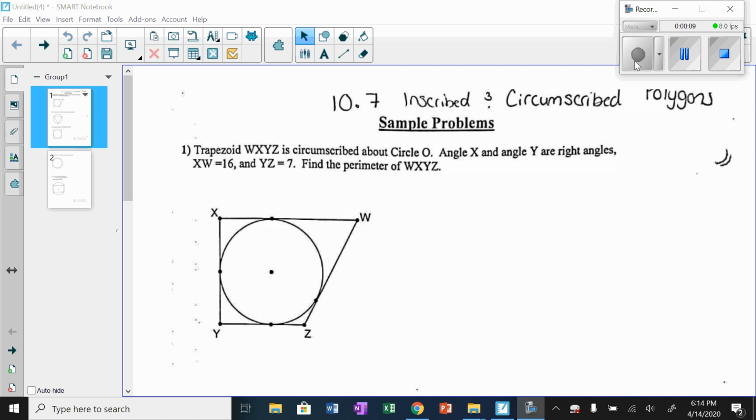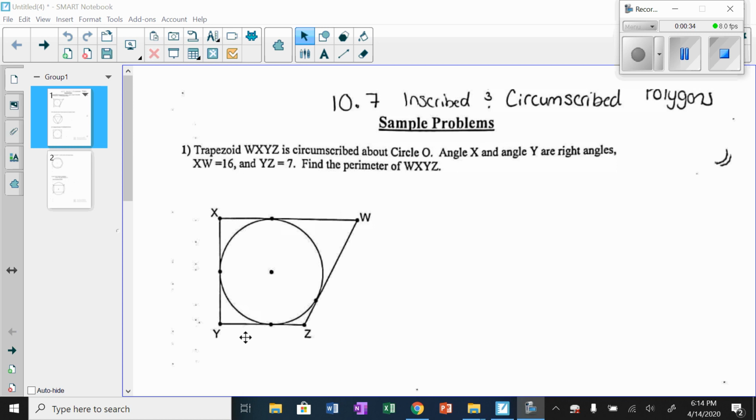We learned last lesson about inscribed and circumscribed polygons. Remember, if one is inside of the other with all the vertices on it, it's called inscribed. The one on the outside is called circumscribed about. So for example, the circle is inscribed in the polygon, but the polygon is circumscribed about the circle.